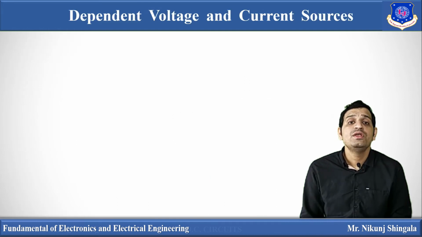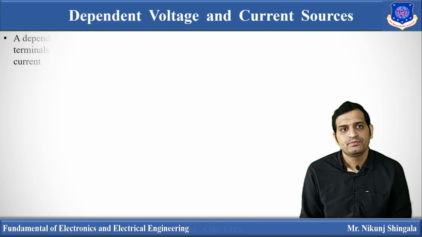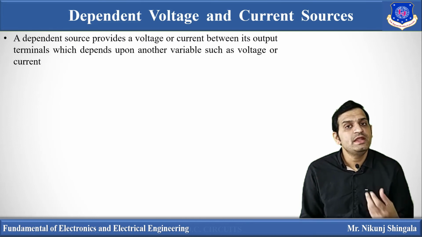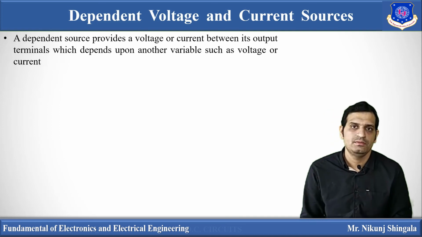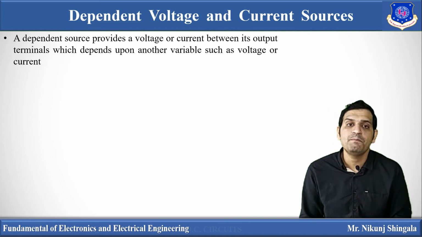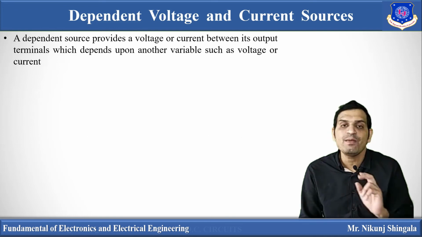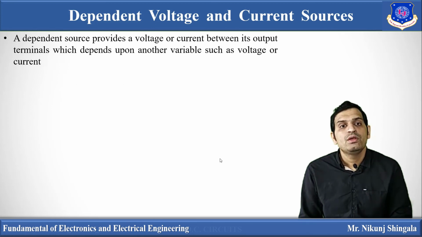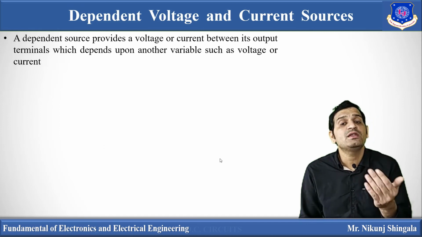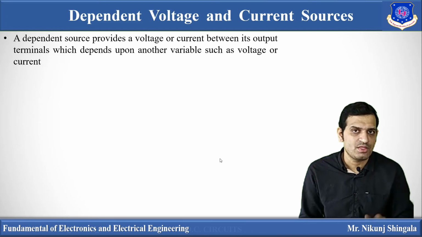Now, voltage and current sources are of different types: dependent sources and independent sources. In the previous slide, we have seen the example of independent sources. As the name suggests, independent sources are energy sources which do not depend on other energy sources in the same circuit. Another type of energy source is a dependent source, and there are two types of dependent source, dependent voltage source and dependent current source. A dependent source provides a voltage or current between its output terminals, but it depends on another variable such as voltage or current in the same circuit.